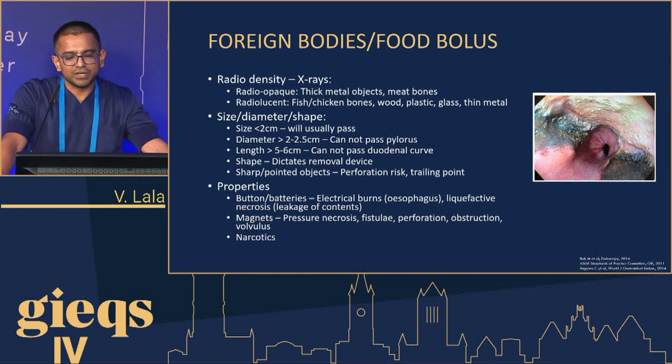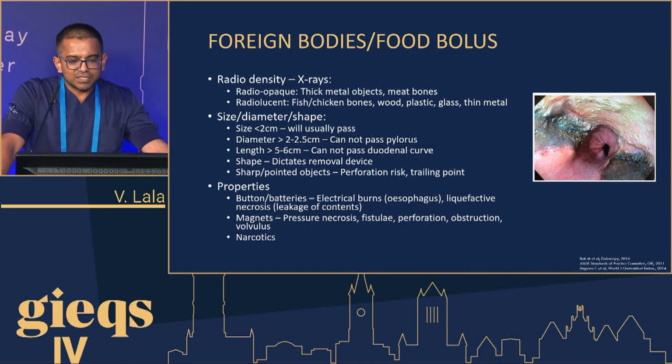In terms of the properties of the object, again, radio density, so that would determine whether you would see the object on an X-ray or not. But just to remember, we tend to think of bones as being radio opaque, but fish bones and chicken bones can be radiolucent. Thin metals can also be radiolucent, and it's dependent upon the BMI and soft tissue density of the patient. So don't be caught out if you do an X-ray, you don't see a lesion, it still might be hanging around in the esophagus or in the stomach.